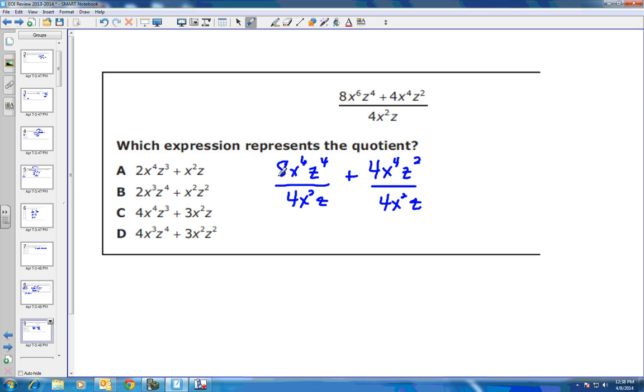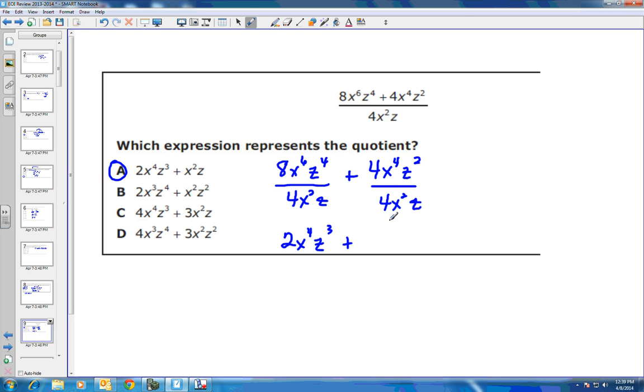All right, so now I'm going to simplify. I have 8 over 4, which is 2. What is x to the 6th over x squared? X to the 4th. And then I have z to the 4th over z, which is z to the 3rd. So look at my choices. Do I already know which one my answer is going to be? I know it's going to be A. I'll go ahead and finish it.